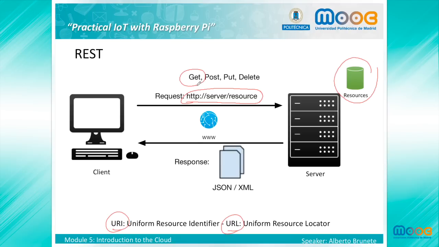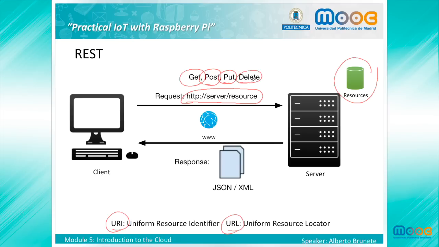In REST, we use universal verbs only, that are: get to retrieve information, post to add new information, put to update information, and delete to discard information.